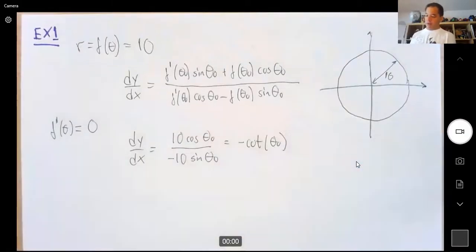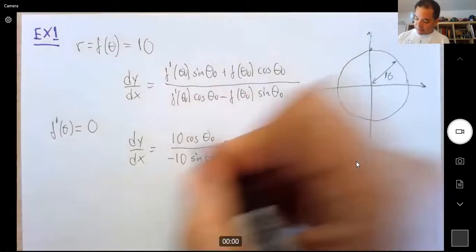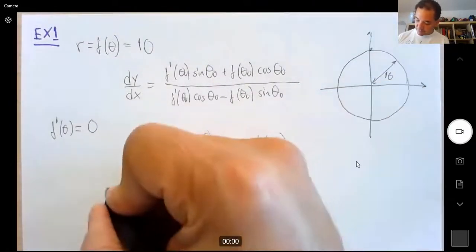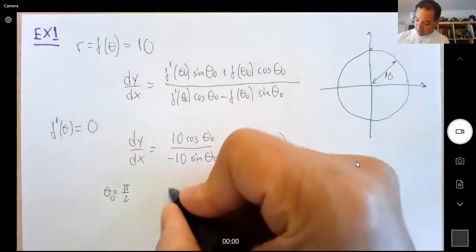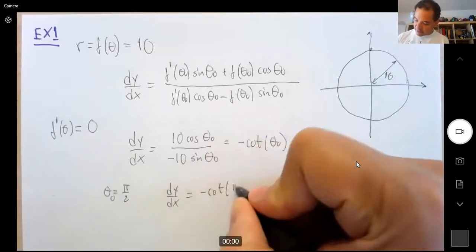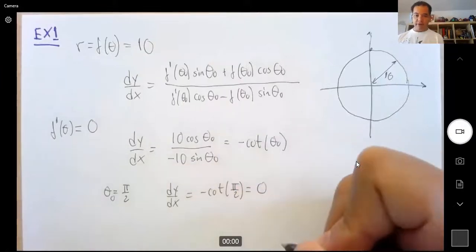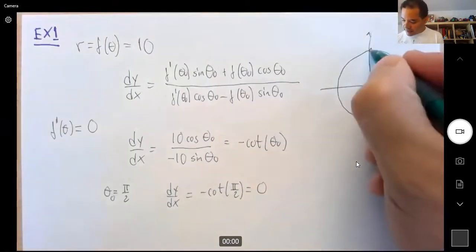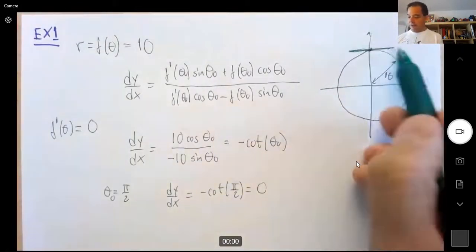So for example, when theta is pi over 2, theta equals pi over 2, what do you get? You get negative cotangent of pi over 2, and that's 0, right? So this is telling me that when it's 90 degrees, the slope should be 0. And we know that, right? It's this horizontal line right here.